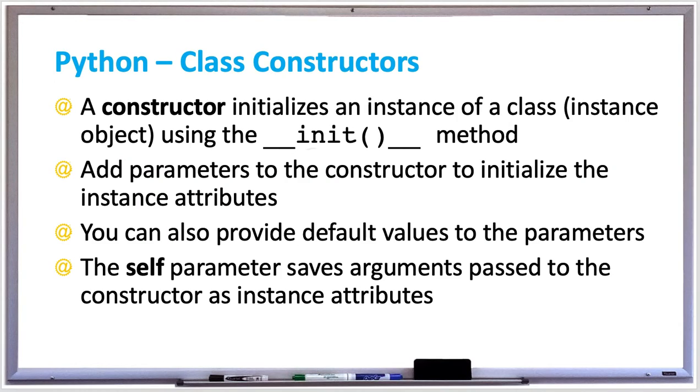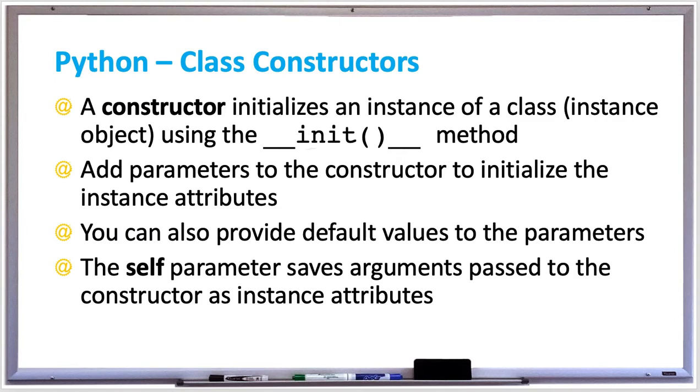In this video, we're going to learn about class constructors in Python. A constructor initializes an instance of a class or instance object using the init or initialize method. So a constructor basically helps construct your object at the time the object is created, and it typically sets all the fields or attributes associated to that object to some default values.